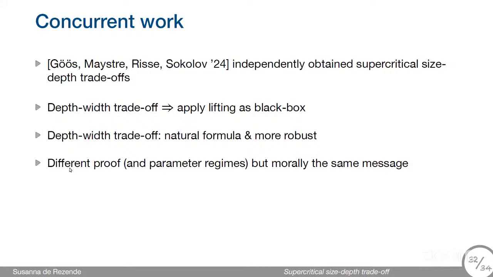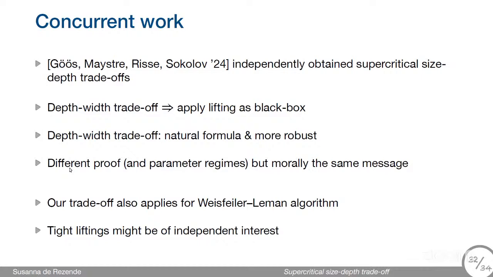And it's a very nice paper. The formula that they have is more natural. It came from studying something in the TFNP hierarchy. But the depth width trade-off is very different. It's a very different proof. And they get different parameter regimes. But morally, it's the same message that we actually do have these trade-offs for monotone circuits. And one thing I did not mention here is that our trade-off also gives some results for the Weisfeiler-Leman algorithm in terms of the dimension and the number of iterations. So you get more robust trade-offs there.